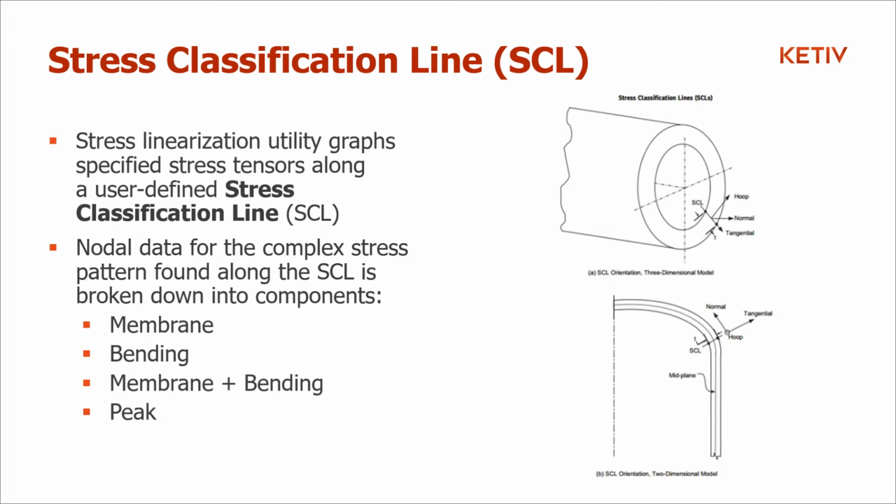Now you see this image on your screen. That just describes the different kinds of stresses. The SCL is along the tangential stress line. You have the hoop stress, which is either into or out of the plane, and you have the normal stress. Rather, you can determine the hoop stress once you have the normal and tangential stresses using the right-hand rule.